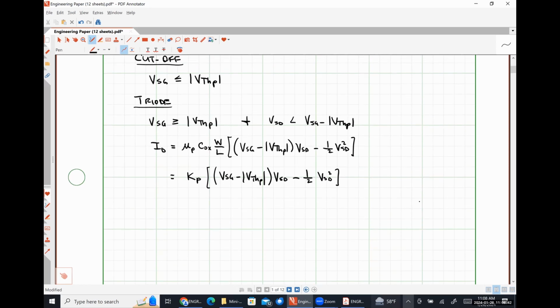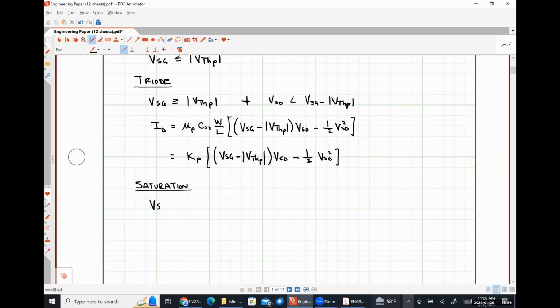For saturation, we have the constraint that our source gate voltage needs to be greater than or equal to the absolute value of our threshold voltage. And now our source drain voltage needs to be greater than or equal to VSG minus VTHP. So same as the basic conditions for saturation for an NMOS, just swap the subscripts around.